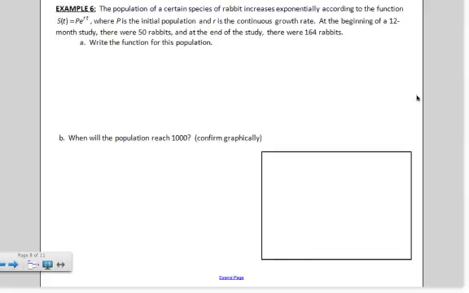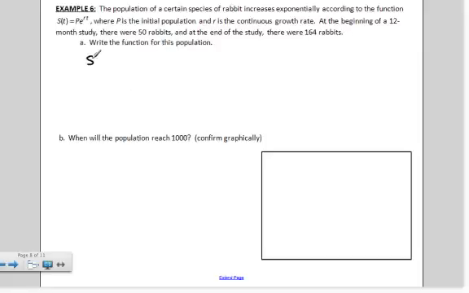All right, so we're talking about rabbits now. A certain species of rabbit increases exponentially according to the function given, where P is the initial population and R is the continuous growth rate. At the beginning of a 12-month study, there were 50 rabbits. At the end of the study, there were 164 rabbits. Write a function for this population.